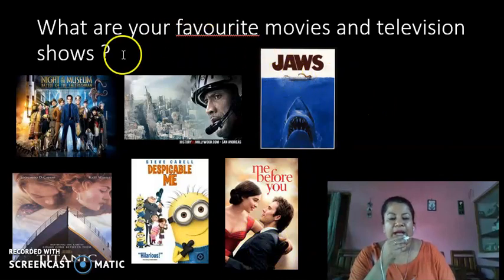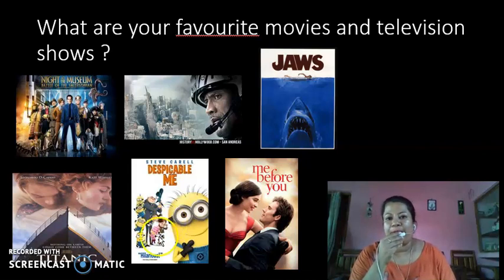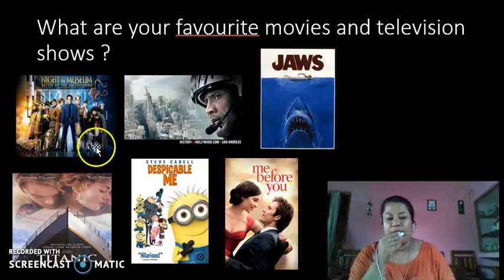So when you look at these six movies, I want you to tell me which ones are realistic fiction and which ones are just fiction. So this is actually your homework for today. You need to name the pictures that come under realistic fiction. You need to write that down in your notebook, click a picture of it, and send it to me when you are free.